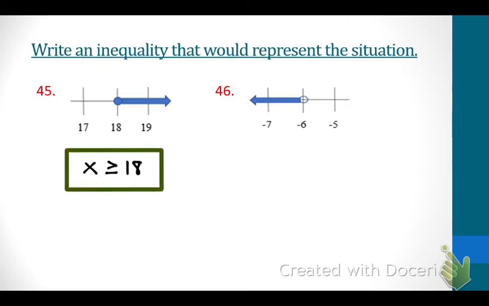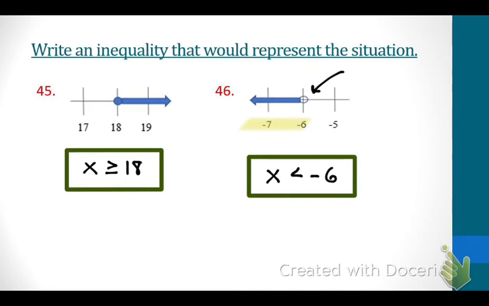Always start with the variable, the x. Then put your number, which is negative 6. Notice the arrow is going this way. Are all of those numbers greater than or less than negative 6? They are all less than. And this is what? An open or a closed circle? Open. So do I want the equal sign? I do not want the equal sign. So my final answer is x is less than negative 6.